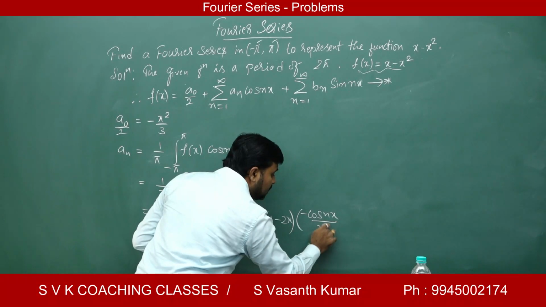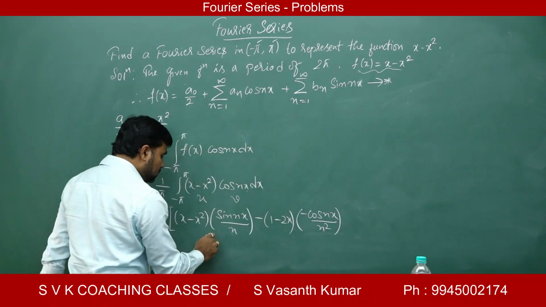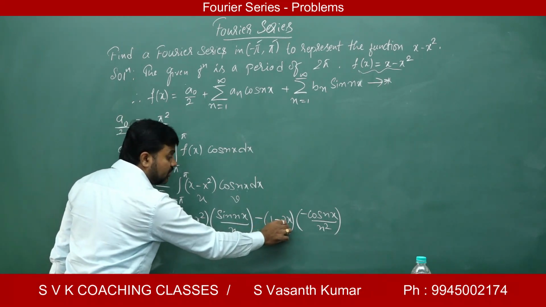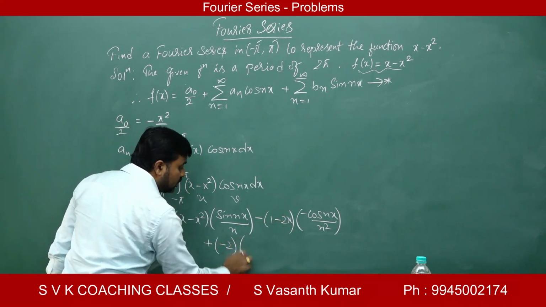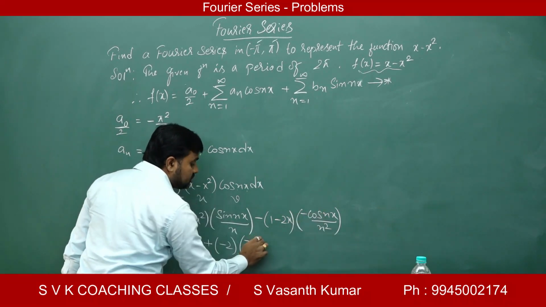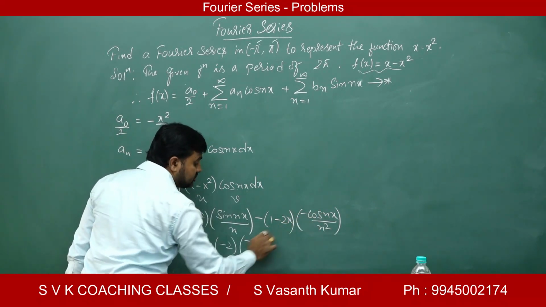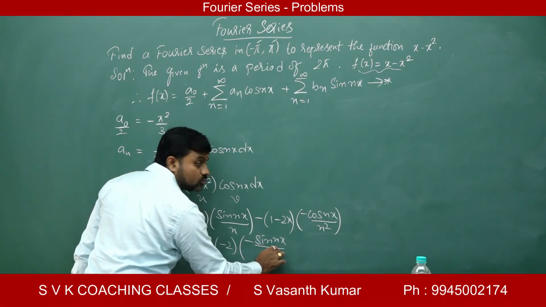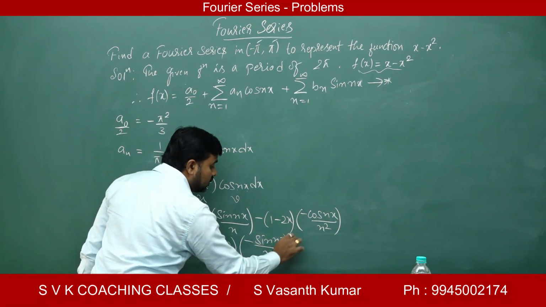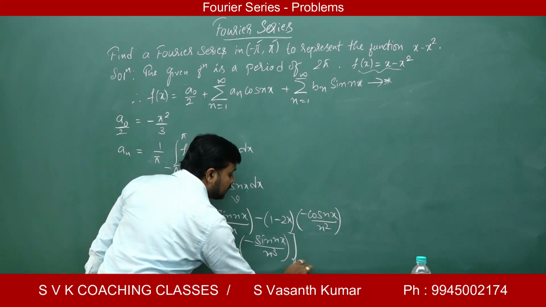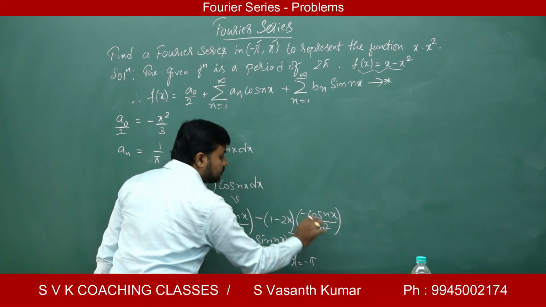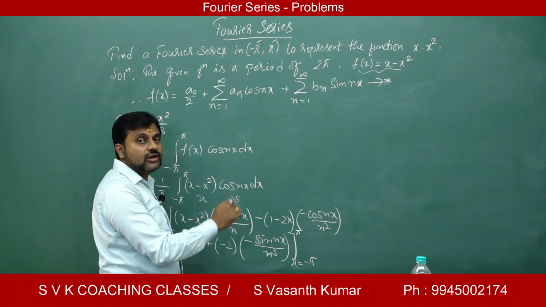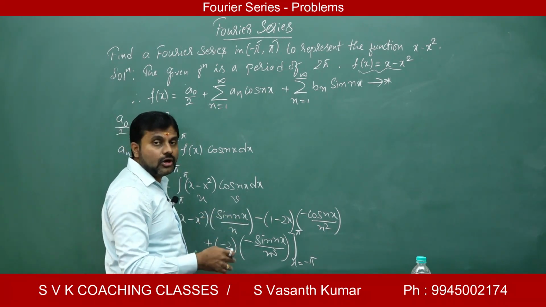So it becomes n into n square. Next, plus derivative of 1 is 0. Derivative of minus 2x is minus 2, into minus integral of cos, which is sin nx divided by n square, into n becomes n cube. Here we have the limit x equal to minus pi to plus pi. So you should have knowledge of sin n pi, sin of minus n pi, all those things.